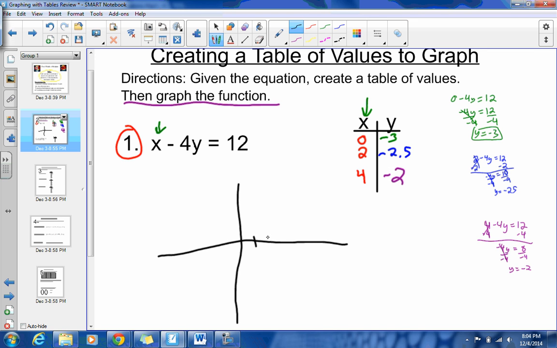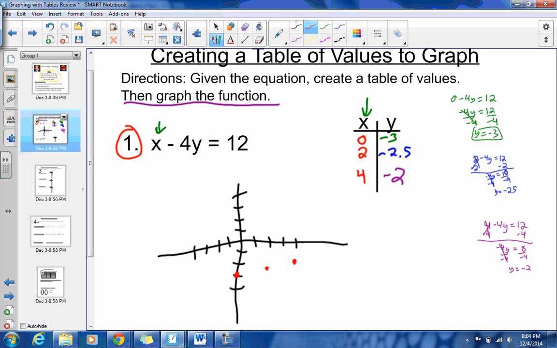graph here. We'll do 1, 2, 3, 4, -1, -2, -3, -4, 1, 2, 3, 4, -1, -2, -3, -4. It's not perfect, but it'll show you kind of how it will look. All right. So 0, -3 is our first point. 0 over, down 3. 2 over, down 2.5. So 2 over, and 1, 2.5 would be right about there. And then 4 over 1, 2, 3, 4, down 2, would be right about there.